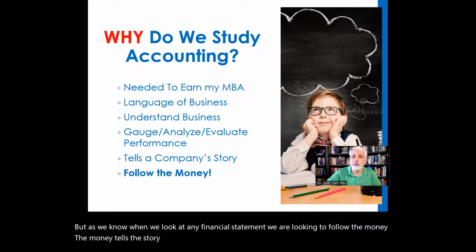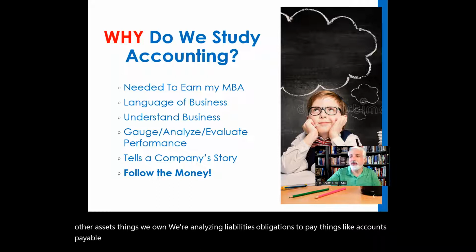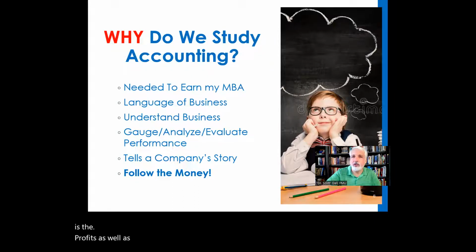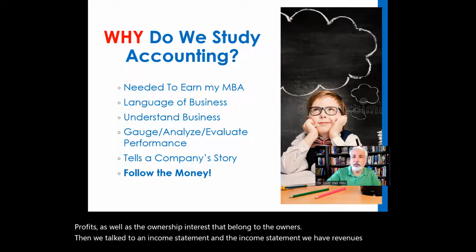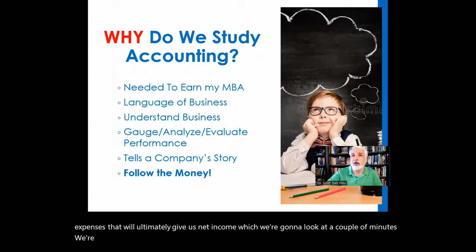We're analyzing on a balance sheet things like cash and receivables and other assets, things we own. We're analyzing liabilities, obligations to pay, things like accounts payable, notes payable, mortgages payable, things we owe. And then we'll have the equity, which is the profits, as well as the ownership interest that belong to the owners. Then we talk about an income statement, and in the income statement, we have revenues and expenses that will ultimately give us net income, which we're going to look at in a couple of minutes. We're going to actually take a look at a Walmart income statement and answer a question.